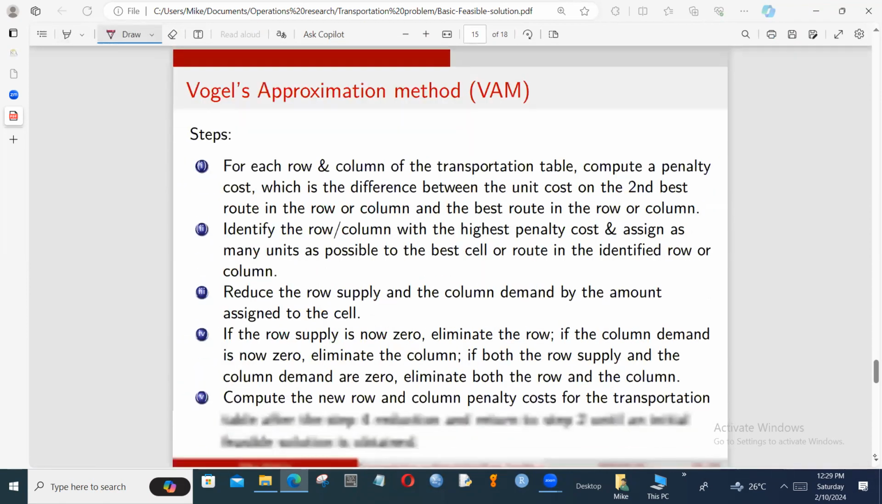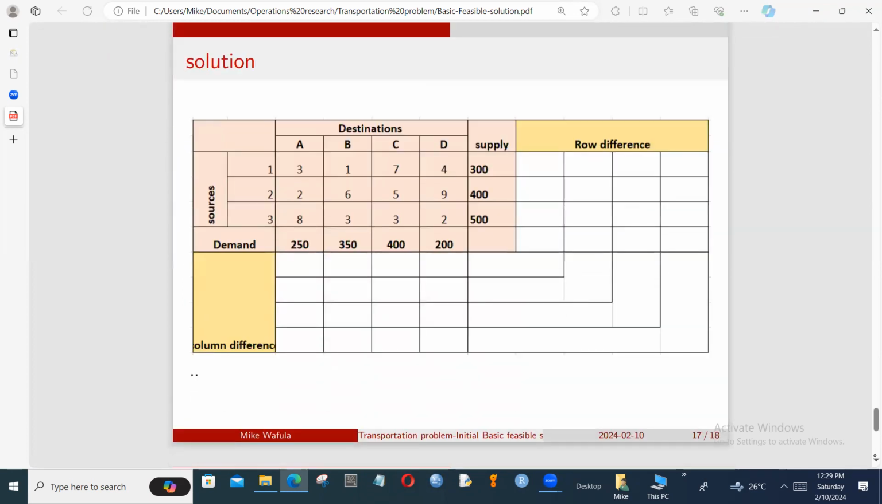Let me see if I have a table or something. Yeah, let's have something like this. This is a table that we have for transportation. Then I've added 4 more columns this side, and also 4 more rows below. I've called this column differences. Those are row differences. So just add some more. We draw this table so that we use it now to do the VAM method.